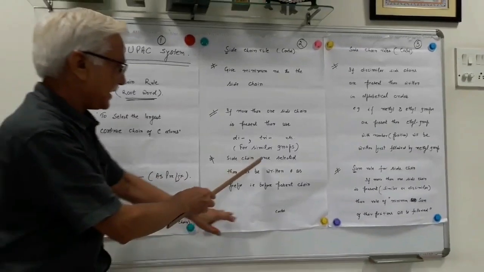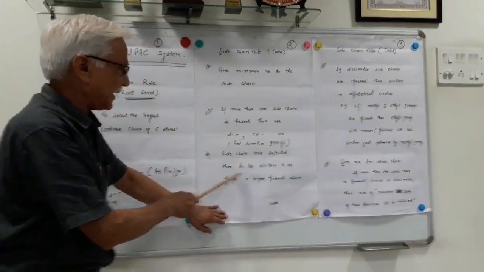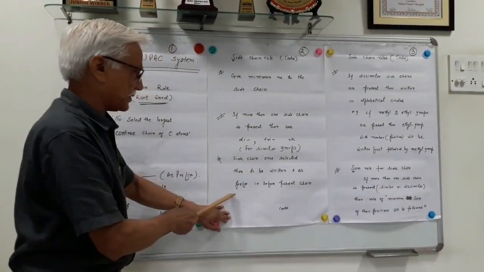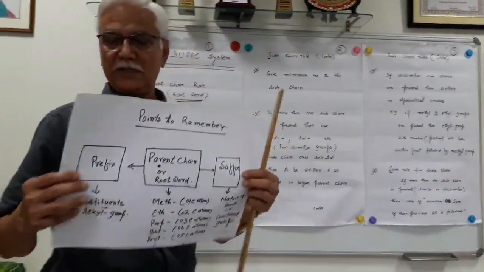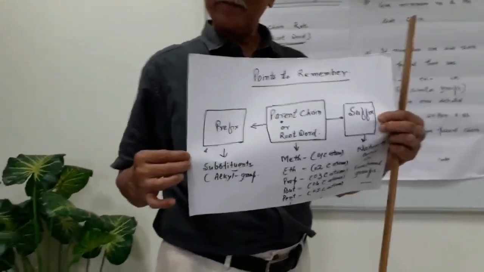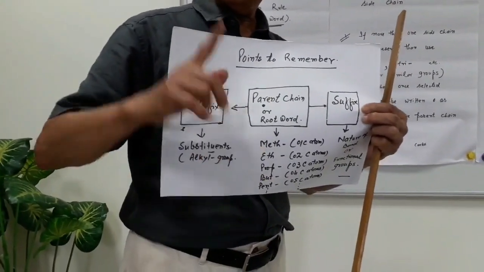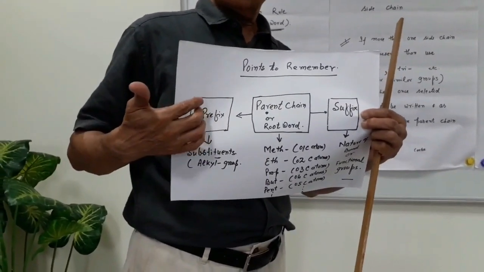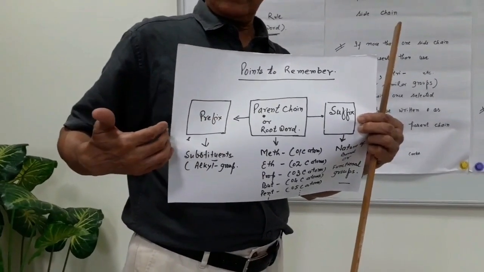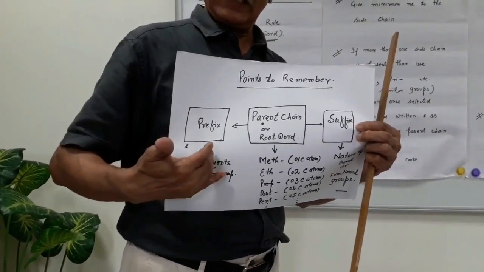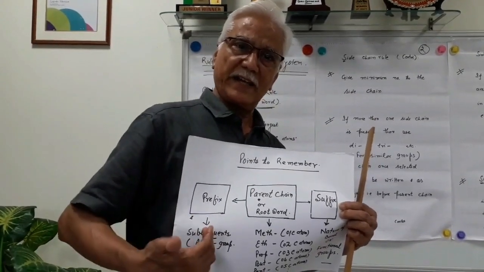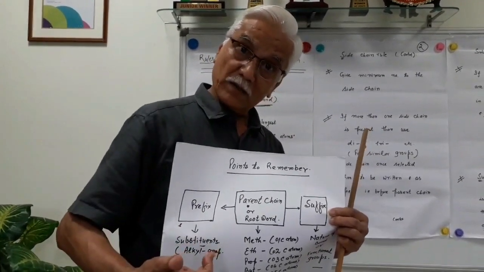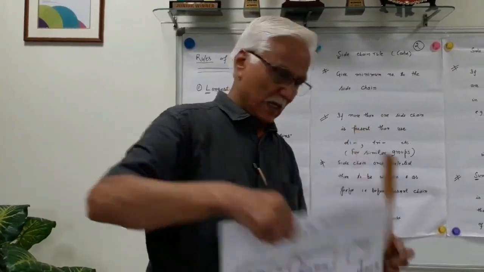Now, once the side chain is selected, it is to be written as a prefix, that is before the parent chain, as I told you. It will be written over here. First the number and then the name. Remember, prefix is first, number first, then the name of the side chain. If it is repeated 2 times, then di, tri, tetra, along with the number, that many times will be written.